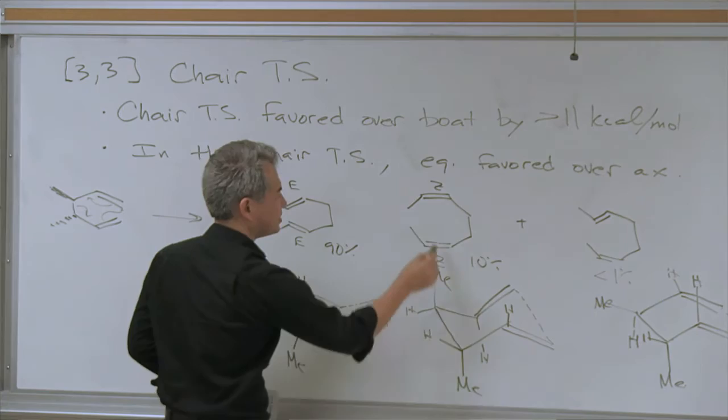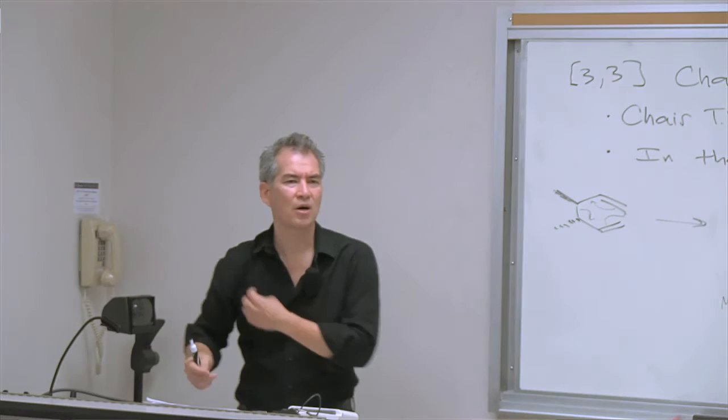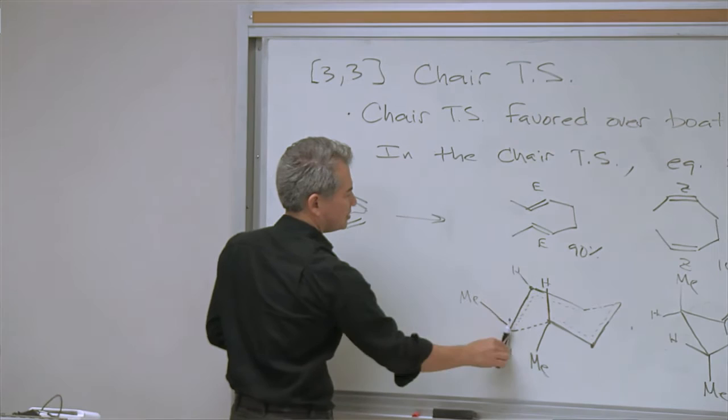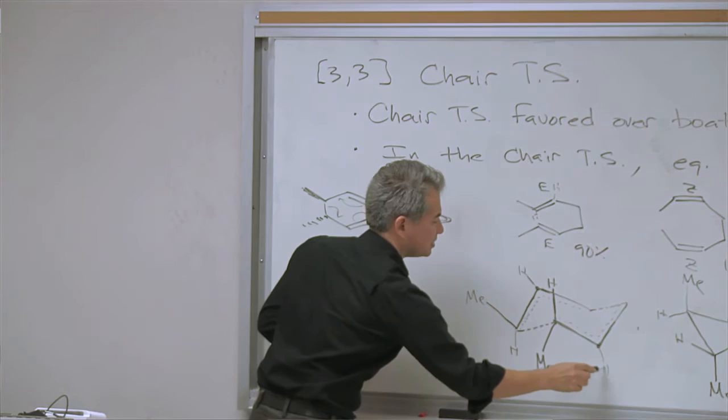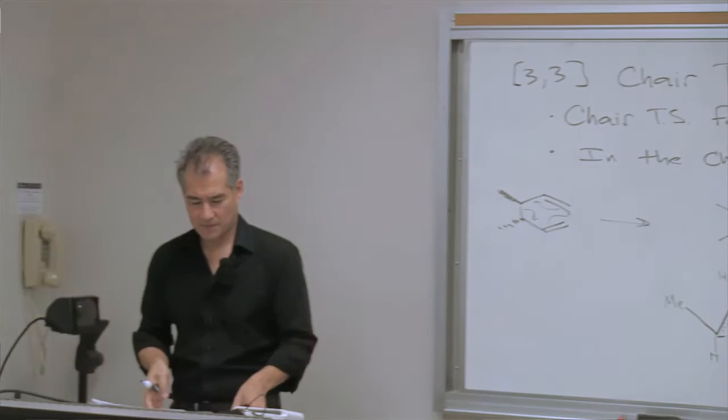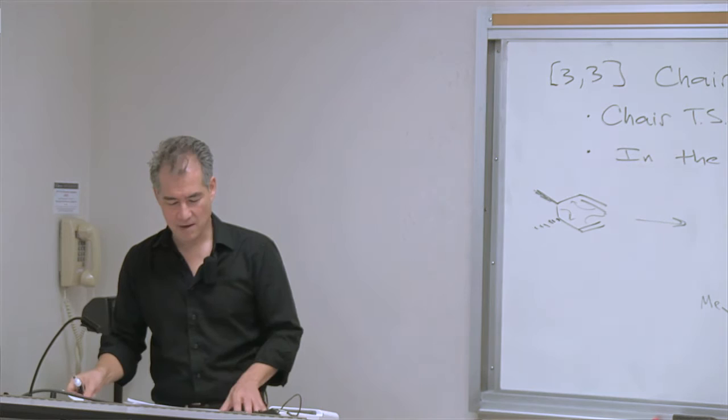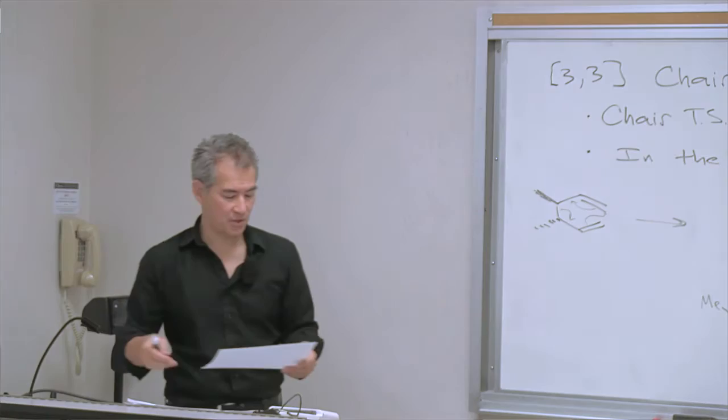So sometimes drawing the H's, which aren't drawn for you, will help you make sure you're keeping track of the geometry. And again, in this transition state, these two H's are trans to each other, and they're trans in the product. So that's one of the big issues with these 3-3 rearrangements: keeping track of double bond geometry and seeing how that correlates as you go from starting material to product.